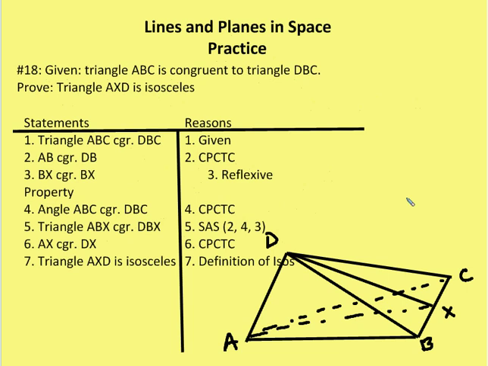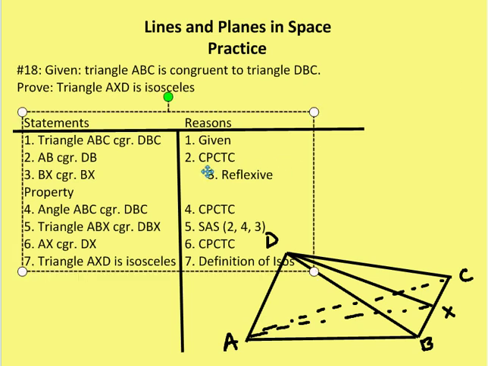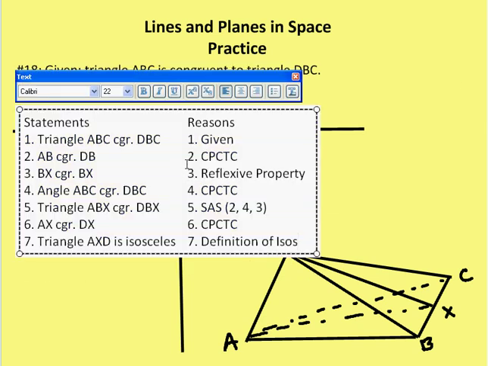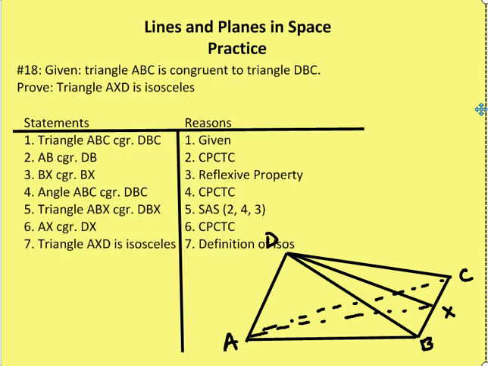So let's go through the proof. I have triangle ABC congruent to DBC. That's given. AB is congruent to DB. That's by CPCTC. I know BX is congruent to BX. And that's by the reflexive property. So let's just adjust this here for a second. I know angle ABC is congruent to DBC. ABC is congruent to DBC by CPCTC.